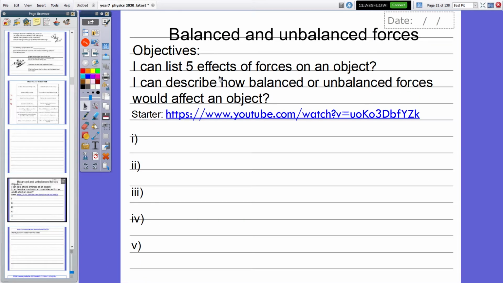I can list 5 effects of forces on an object. We'll do that quite quickly at the start. I can describe how balanced or unbalanced forces would affect an object.